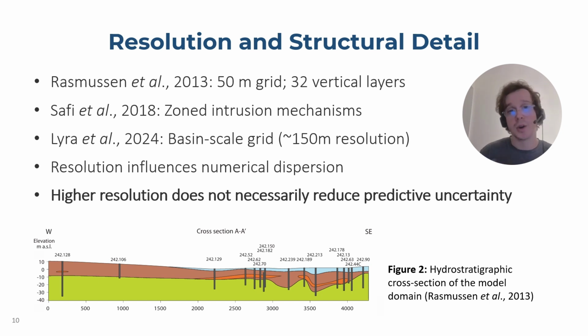Lyra applies a coarser 150-meter grid at the basin scale, and this higher spatial resolution enhances structural realism. However, it also increases parameter uncertainty and computational requirements. Notably, increasing model resolution does not necessarily reduce predictive uncertainty when parameters are poorly constrained.